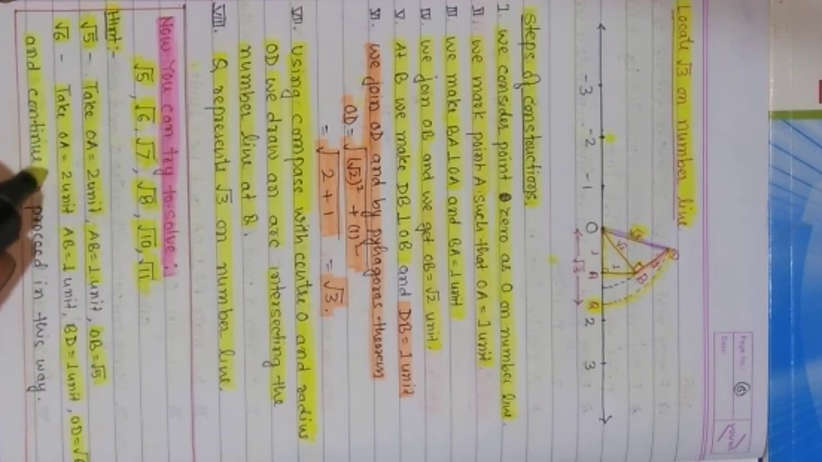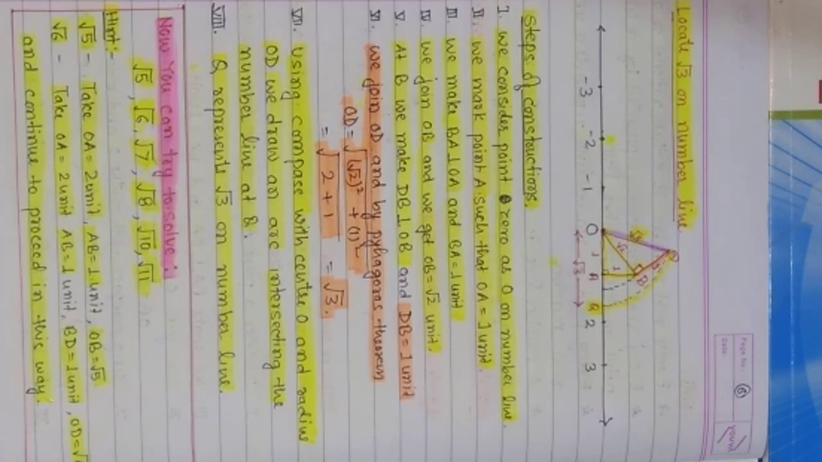And you can continue to proceed in this way to complete the location of irrational numbers which are in the form under root n, where n is not a perfect square. That means you can locate root 2, root 3, root 5, root 6, root 7, root 8, root 10, root 11, and so on. This is all about today's lecture.